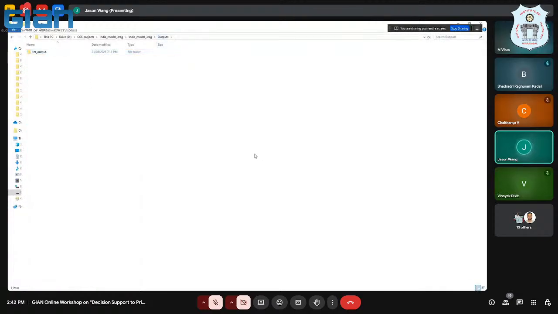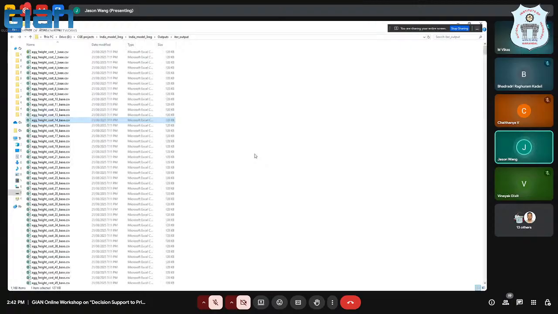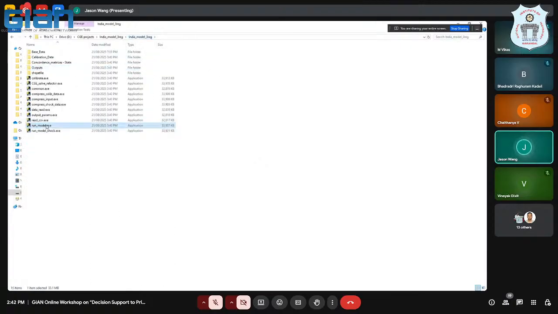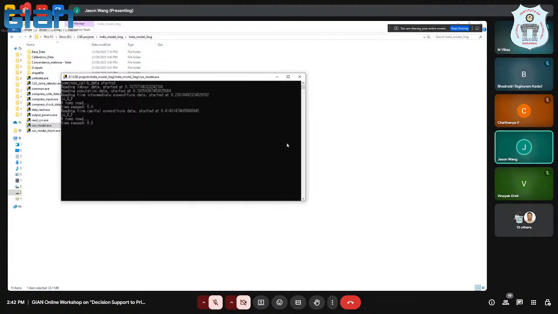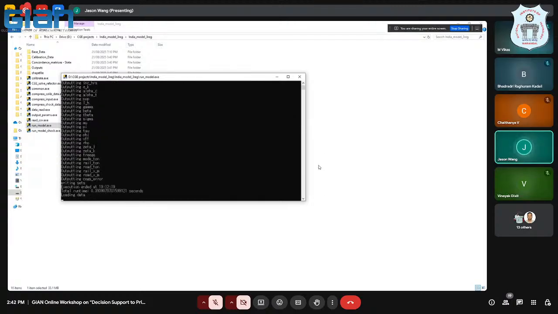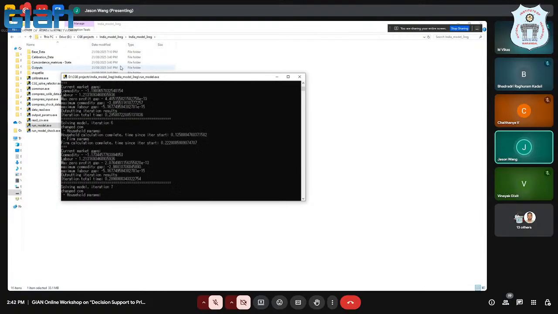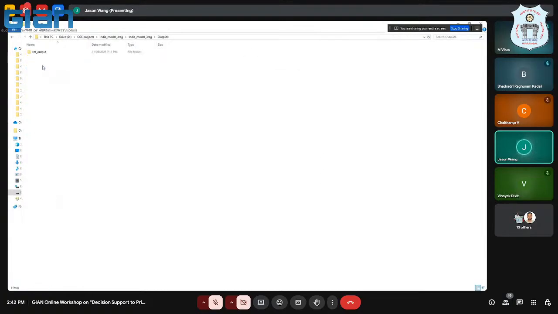If I were to let the model run to completion, if I were to go back and double click the executable file and let it run for maybe 50 minutes, maybe an hour, when it finishes running, the window should close by itself and give us the final results in this folder here.